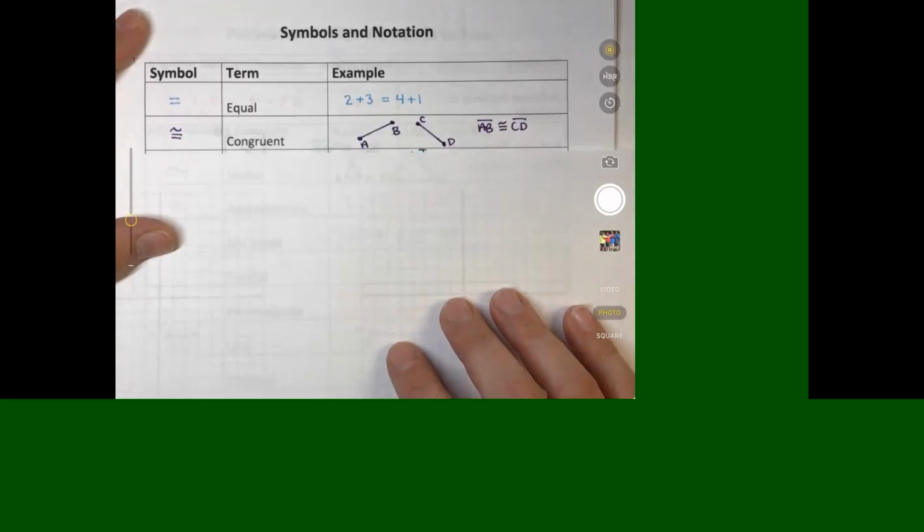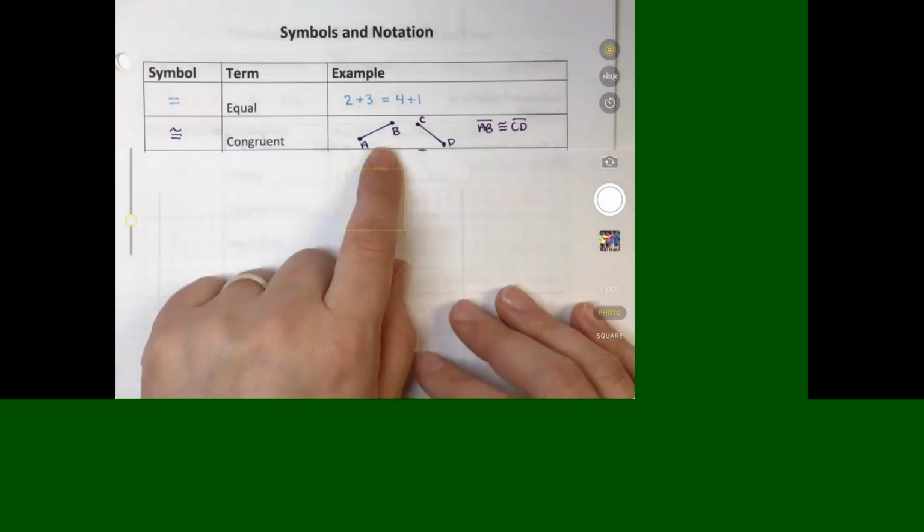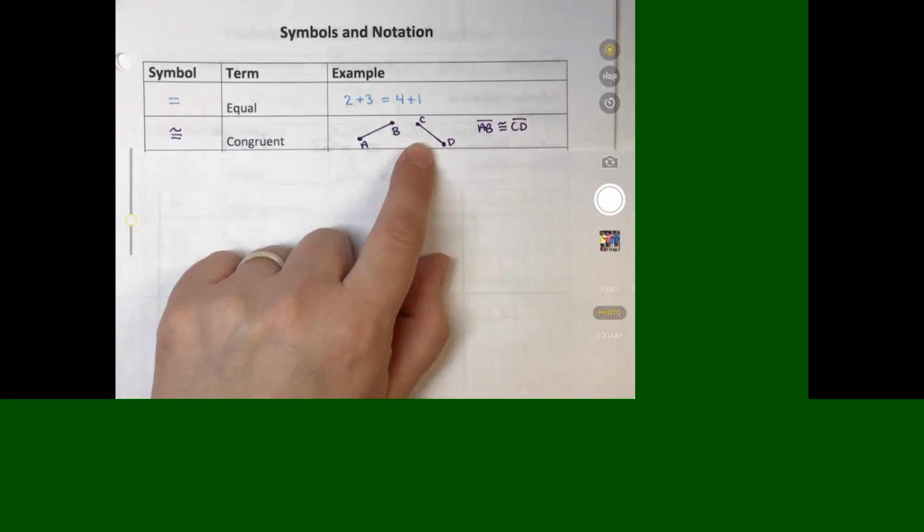The next one is congruent. The congruence symbol, we use this one all the time. Congruent means that we're not looking for numbers that are equal, but for the shapes or line segments or angles, whatever it is, to be equal to each other, to be congruent. So line segment AB and line segment CD are considered congruent if they have the same distance from A to B as it is from C to D. I try to make those two lines have the same length.